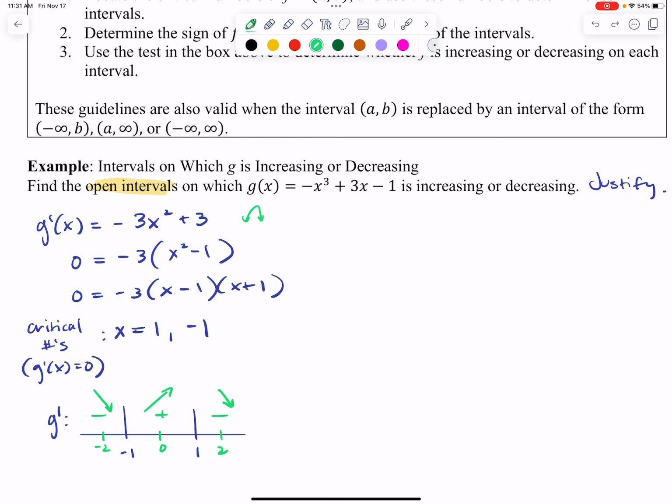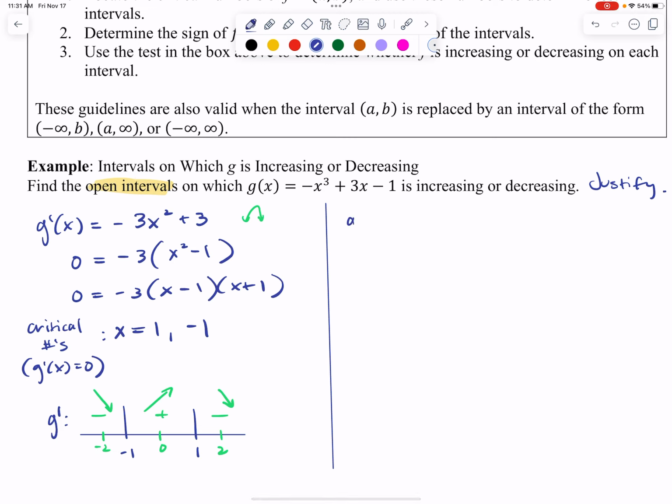So the graph would look something kind of like that. Now here's the thing, our analysis line is not enough justification. It's not justification for where G is increasing or decreasing. And your analysis line will never be graded. You have to interpret the analysis line.